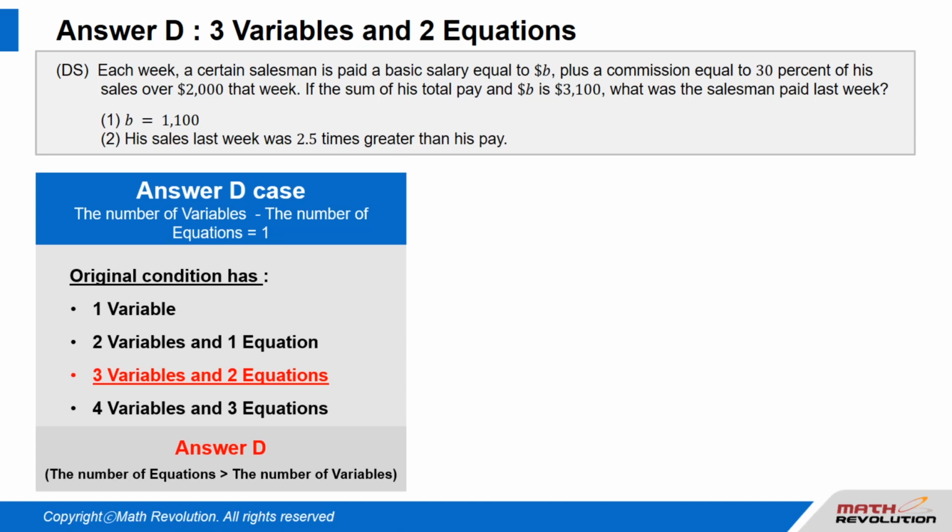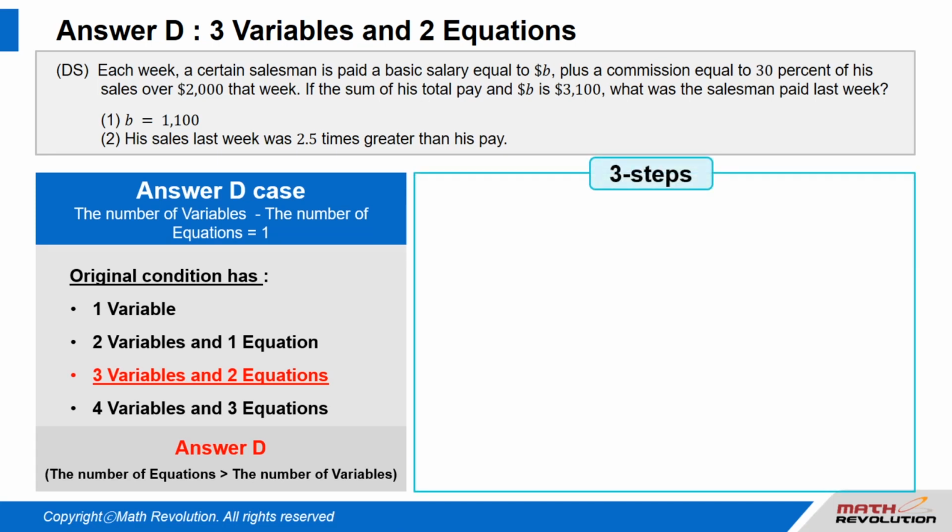You are likely to get D as the answer when the difference between the number of variables and the number of equations from the original condition is just 1. The cases in this scenario include when there is one variable, or when there are 2 variables in one equation, or 3 variables in 2 equations, or 4 variables and 3 equations. The answer is likely to be D in each of the cases, as both conditions are likely to give one equation each, resulting in more equations than variables.